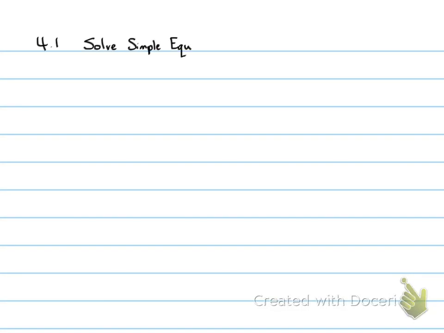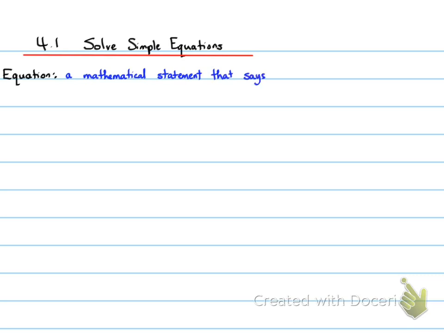4.1, solve simple equations. So now what we're looking at is we're moving away from expressions and we're going to go to equations. Equations are basically a mathematical statement that says two expressions are equal. So for example, 3x plus 3 is equal to 2x minus 1. That is an example of an equation where you have expressions on both sides of an equal sign.